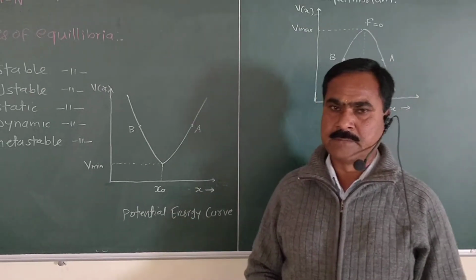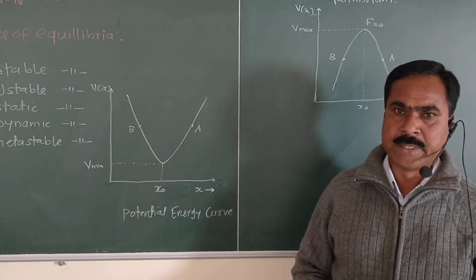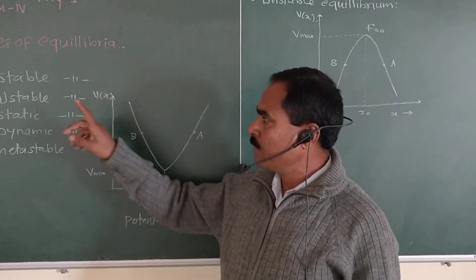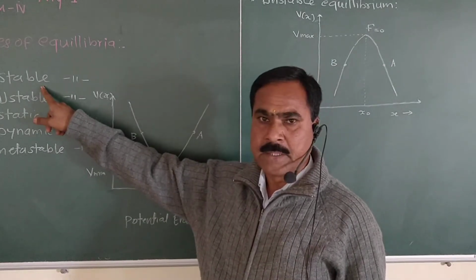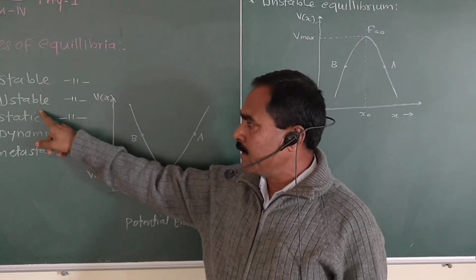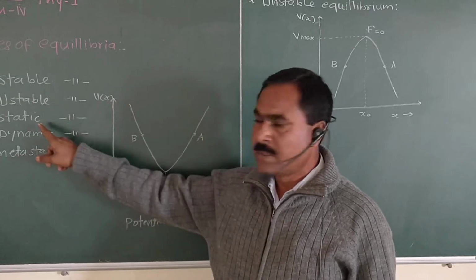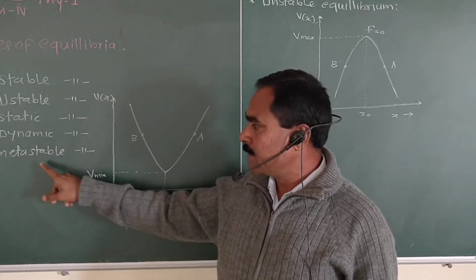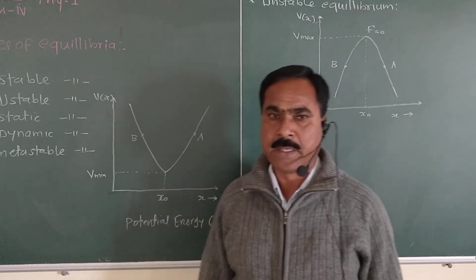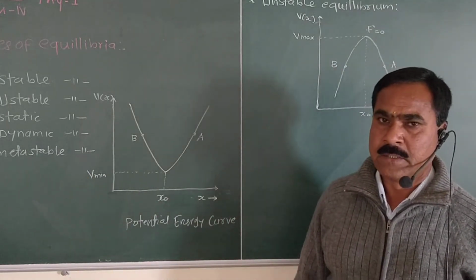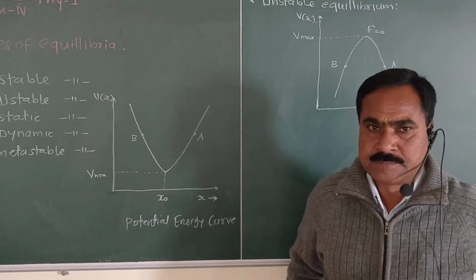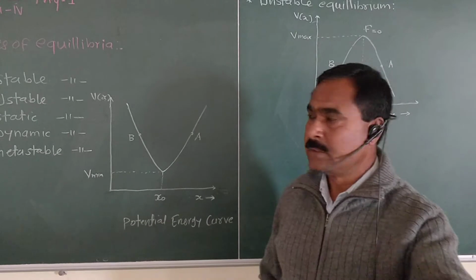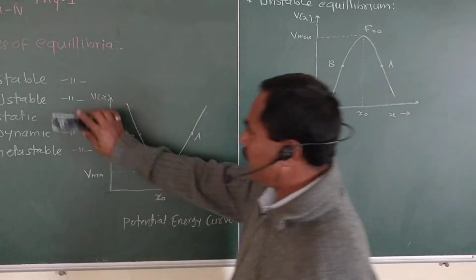Today in this lecture we will study types of equilibria. Now the first equilibria is stable, second unstable equilibrium, third is static, fourth is dynamic and fifth is metastable equilibrium. Okay, now we consider this equilibria one by one. So first we take the stable equilibria.